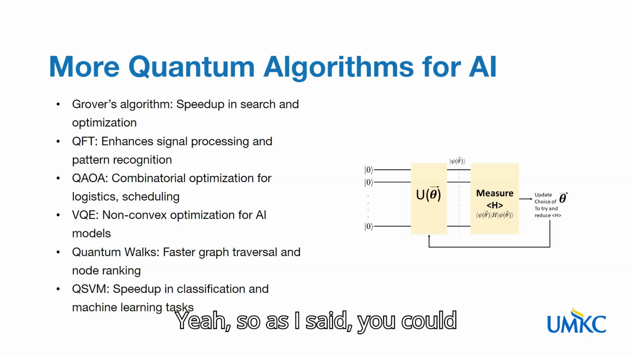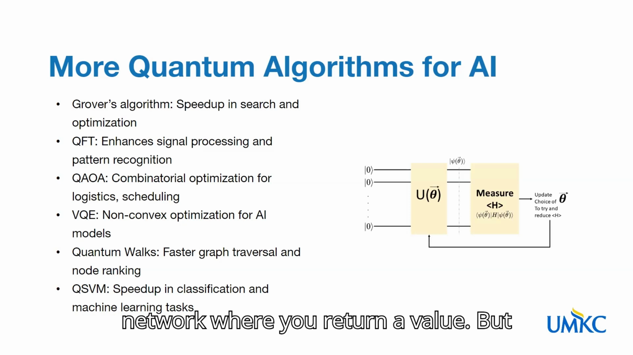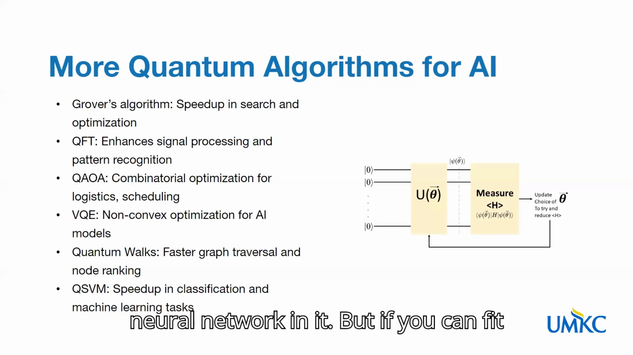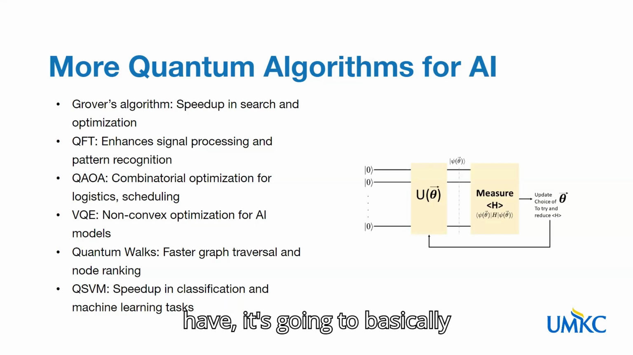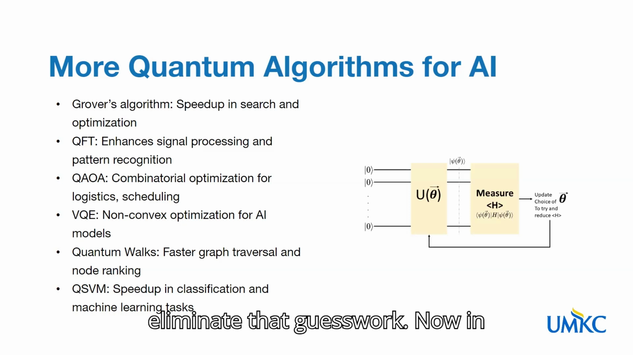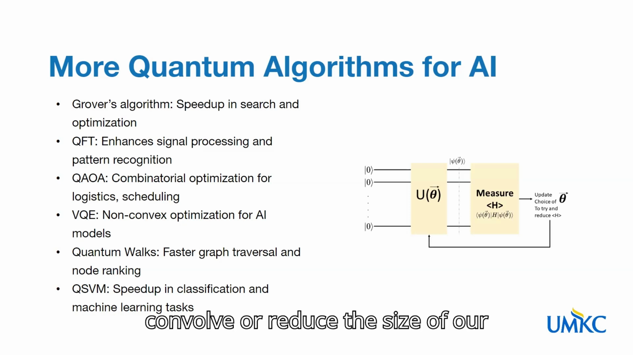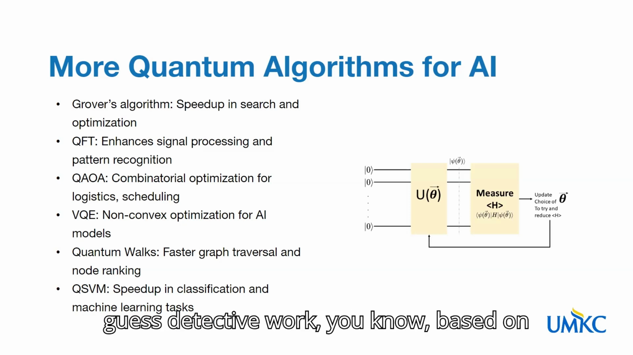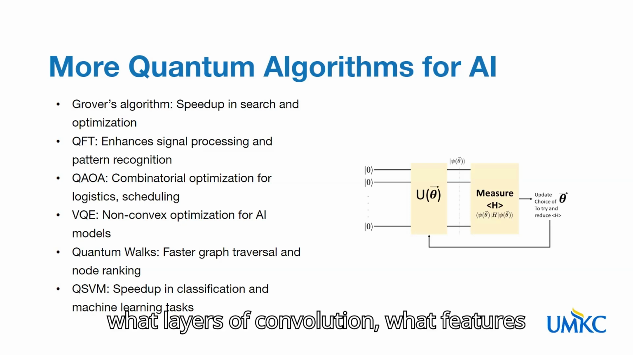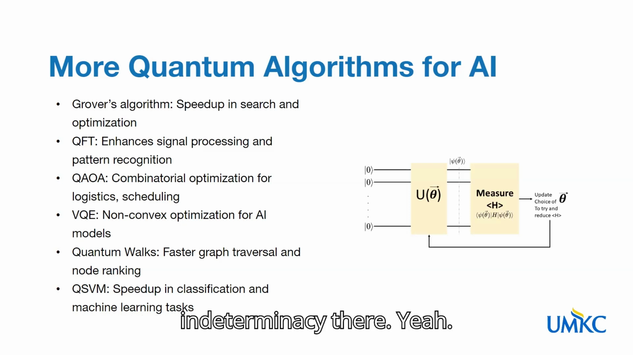Yeah. So as I said, you could use this as a layer in a deep neural network, where you return a value, but we're not going to want to put a deep neural network in it. But if you can fit your problem in the amount of qubits you have, it's going to basically eliminate that guesswork. Now, in this NISQ era, what we're going to run into, though, is we're probably going to convolve or reduce the size of our sample, then hand it to it. And with that, there is going to be a little bit of that detective work, based on what layers of convolution, what features you select before you pass it to the quantum computer. So there is going to be some indeterminacy there.